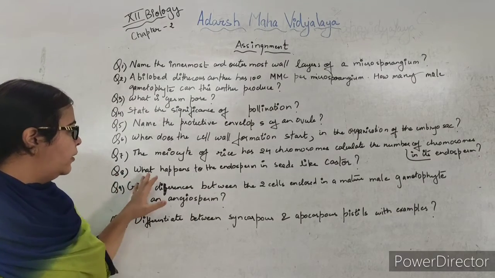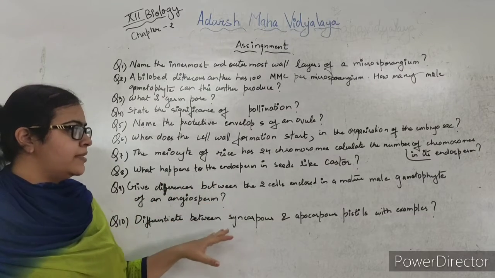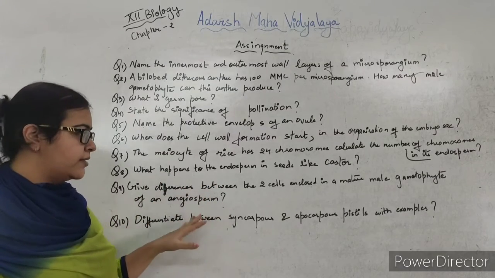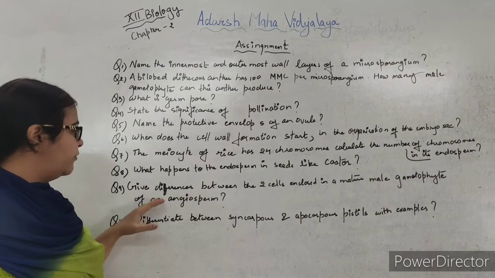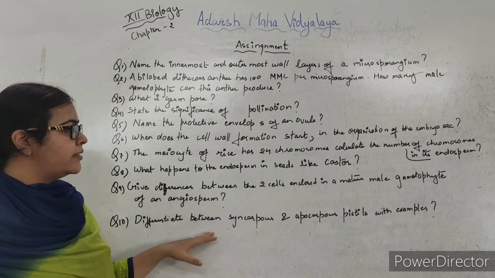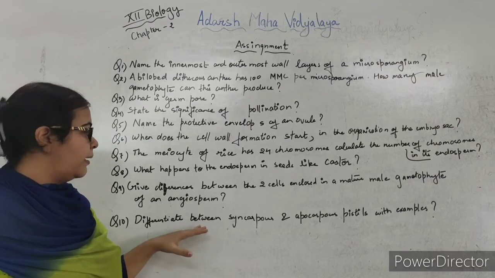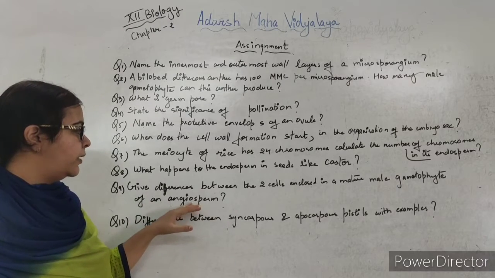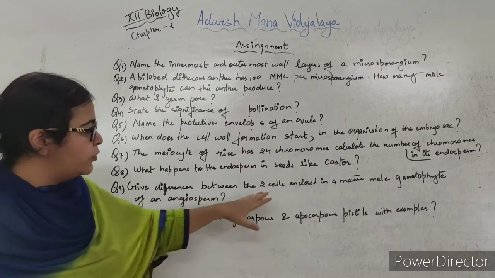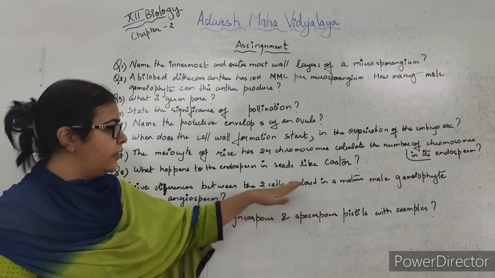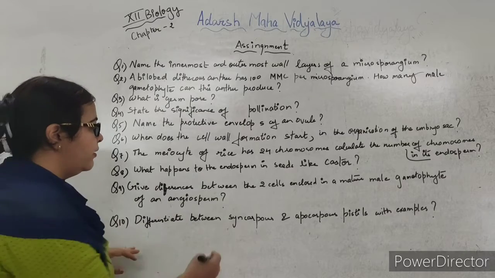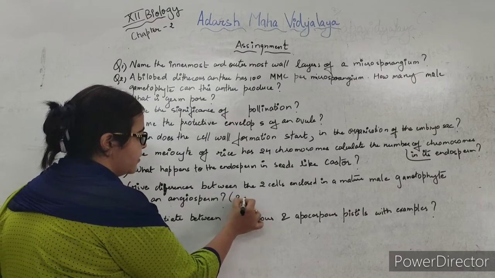Question number 8, what happens to the endosperm in seeds like castor? We have already discussed types of seeds. Question number 9, give differences between the two cells enclosed in a mature male gametophyte of an angiosperm. Here you have to first name the two cells which are enclosed in a mature male gametophyte, and then you have to differentiate. You can give two differences.